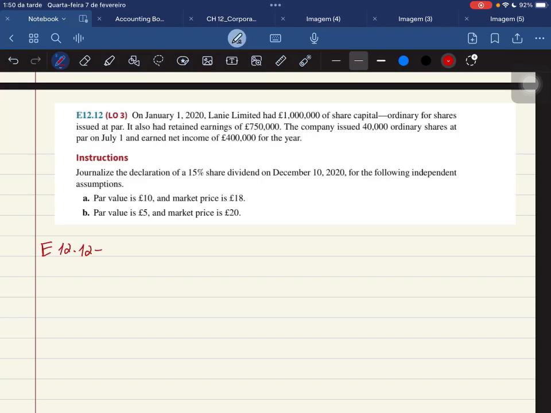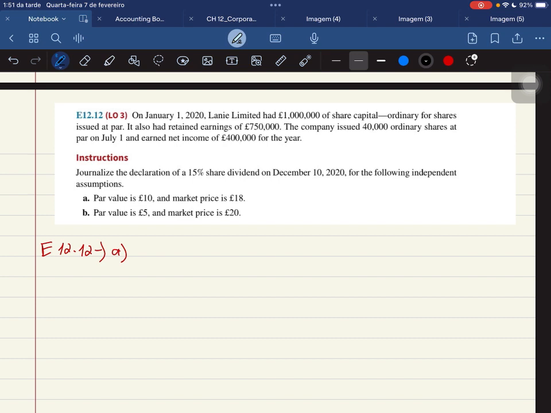E12.12. On January 1st of 2020, Lani Limited had £1,000,000 of ordinary share capital, issued at par. It also had retained earnings of £750,000. The company issued 40,000 ordinary shares at par on July 1st and earned net income of £40,000 for the year. Instructions: journalize a declaration of a 15% share dividend on December 10, 2020 for the following independent assumptions.